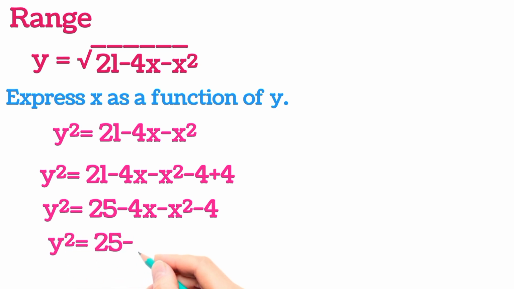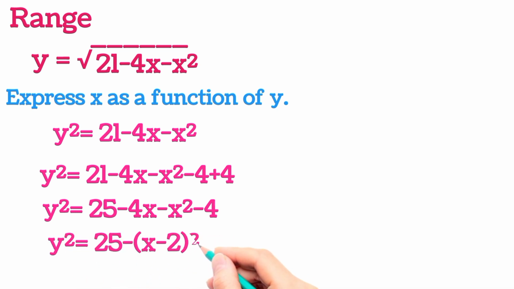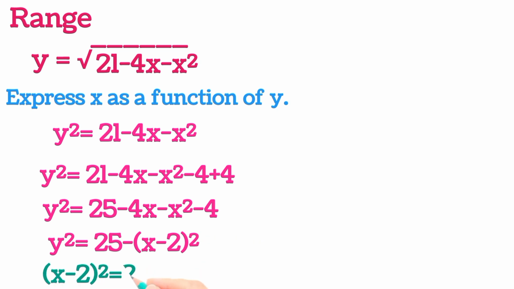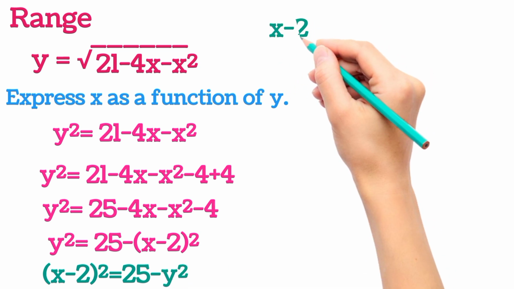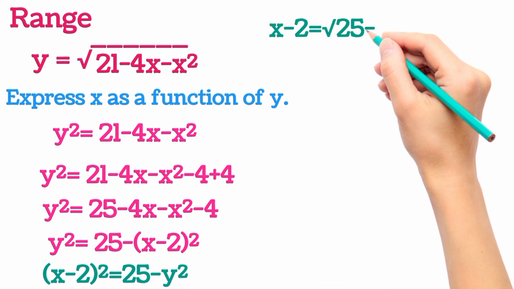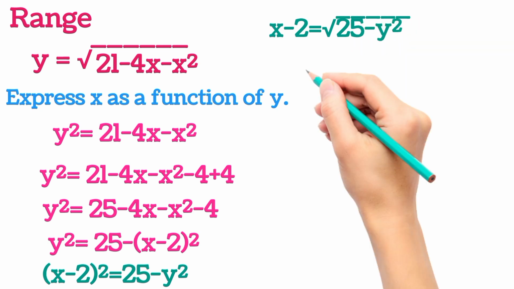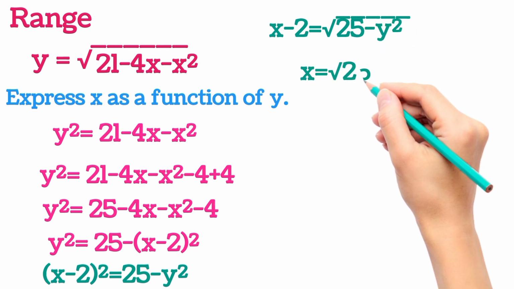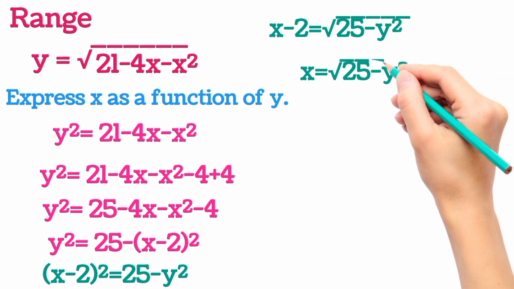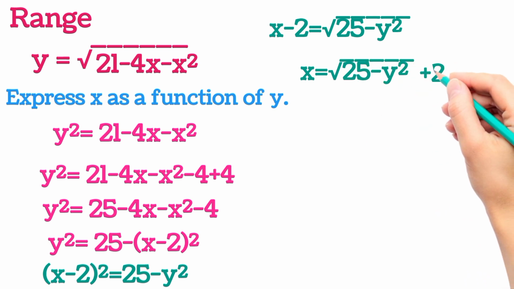y square is equal to 25 minus (x minus 2) whole square, or (x minus 2) whole square is equal to 25 minus y square, or x minus 2 is equal to square root of 25 minus y square, or x is equal to square root of 25 minus y square plus 2.